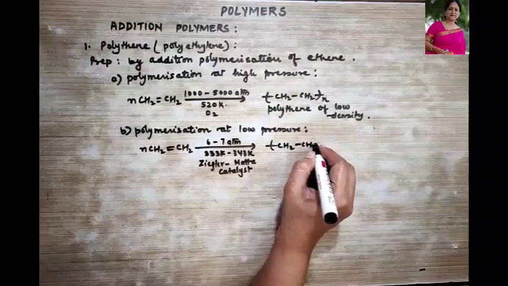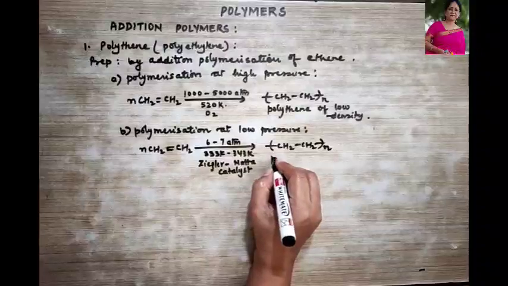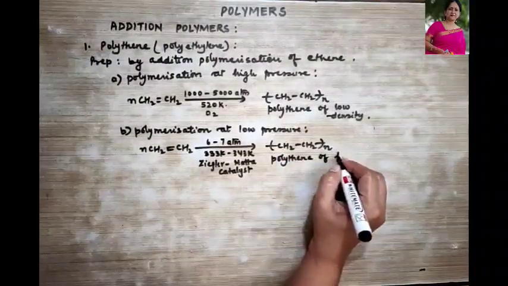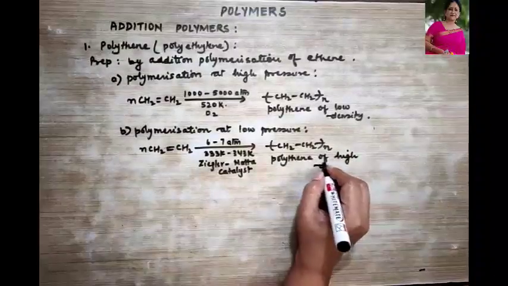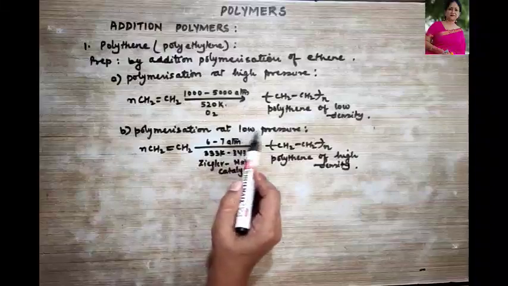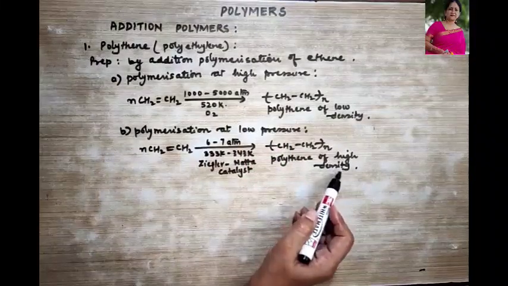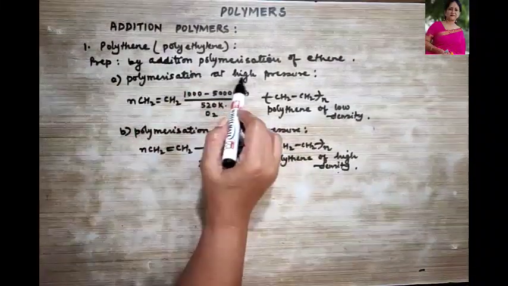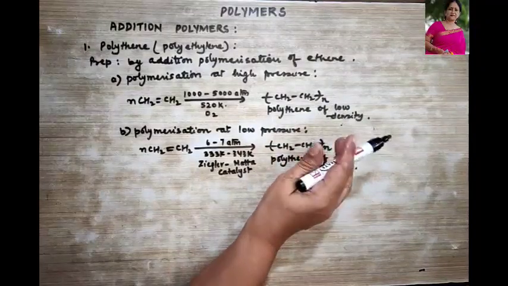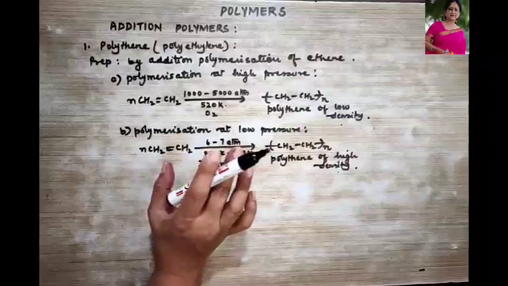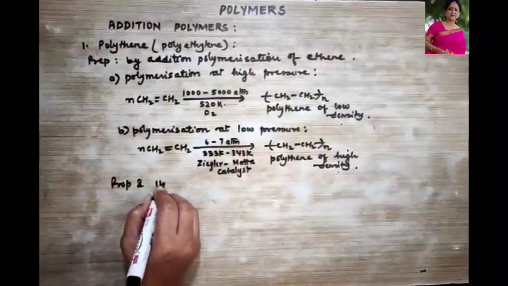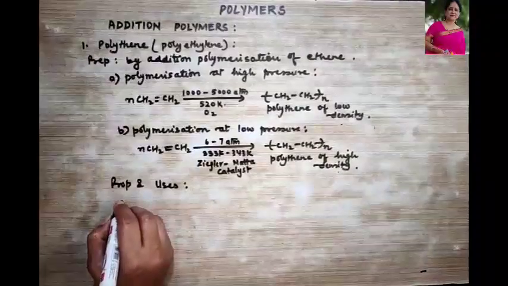CH2, CH2 in polythene of high density. So remember, polymerization at low pressure is going to give you polythene of high density, and polymerization at high pressure is going to give you polythene of low density. Okay, so what are the properties and uses now?